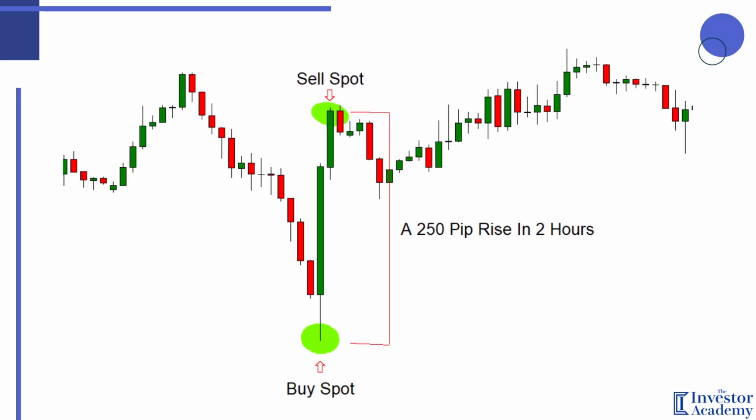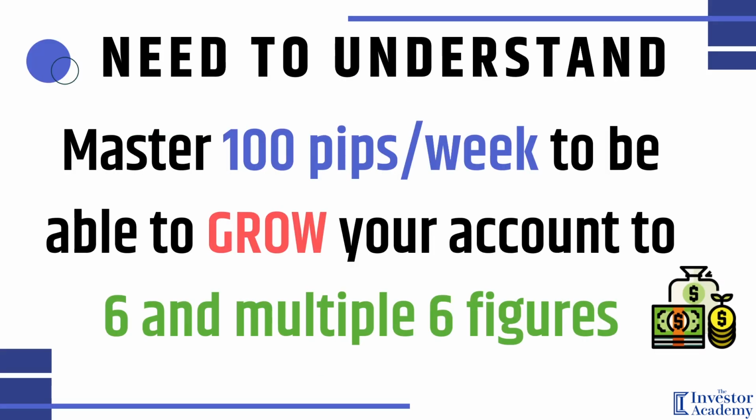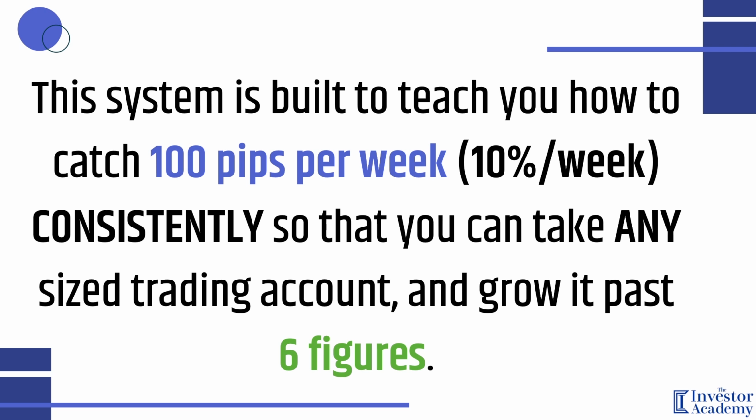We've already seen price move 250 pips in just 2 hours alone. So 100 pips per week is not difficult at all once you've perfected this skill. But the main thing you do need to understand is that all you have to do is master catching these 100 pips per week to be able to grow your account to 6 figures and beyond. And everything in this system is built to teach you how to perfect this skill set so that you can master catching these 100 pips per week and consistently grow your account to 6 figures and beyond.